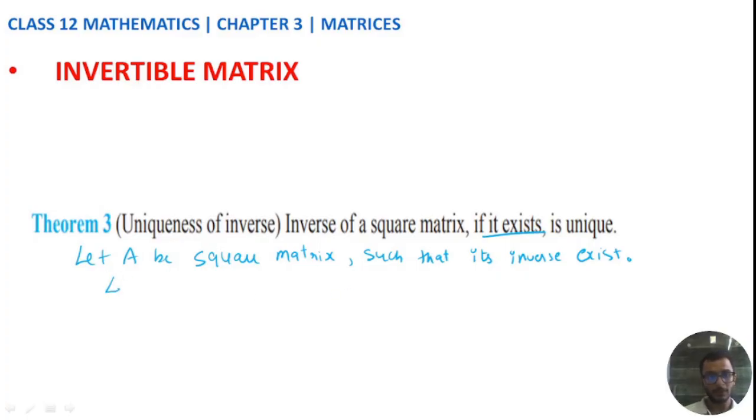So let B and C be inverses of A. What does this mean? Now you tell me, what does it mean that B and C are inverses of A?